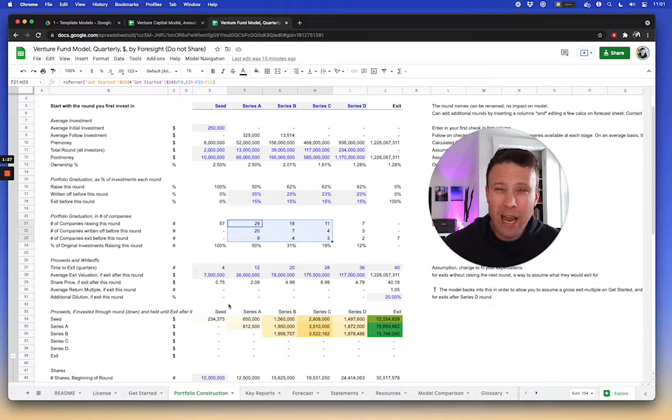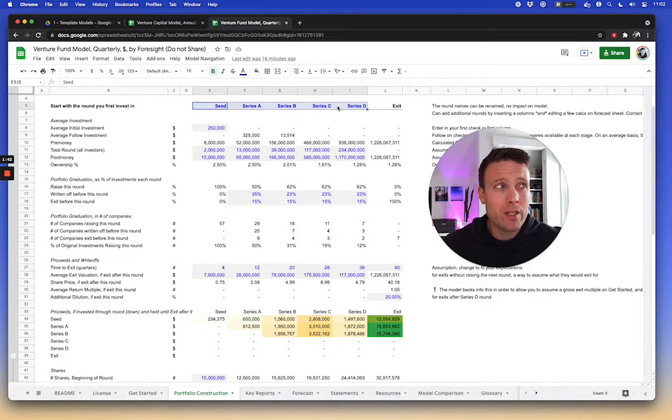And then I'll set up some timing assumptions around the time between individual rounds. And then usually assumptions say, well, if a company does exit, what do they exit at at each one of these rounds? Now I put in here seed, series A, series D. That's just a default assumption for a company making initial investments at seed.